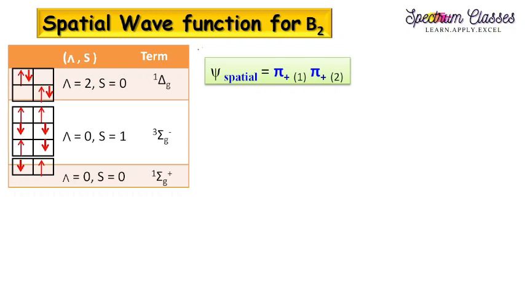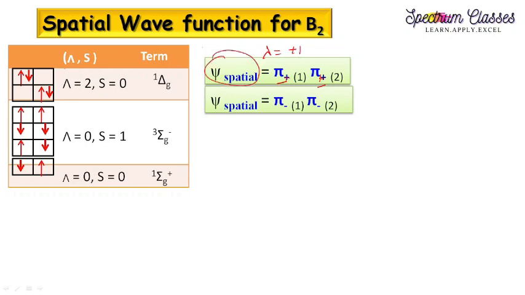This I have already discussed in my previous video, where we have assigned pi plus and pi minus. So here, spatial wave function means for the electrons, in which orbital they are occupying. If both the electrons are in the orbital having lambda equal to plus 1, then we have the spatial wave function like this. If both the electrons are in the orbital having lambda equal to minus 1, then the spatial wave function will be pi minus for electron number 1, pi minus for electron number 2.